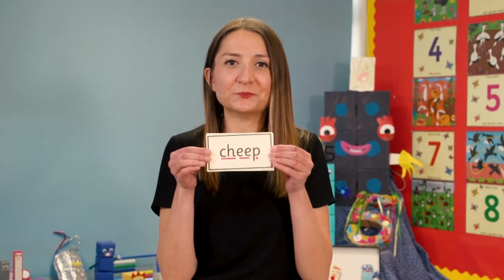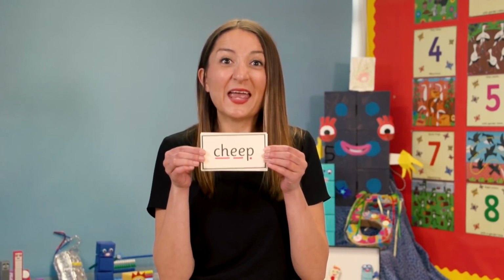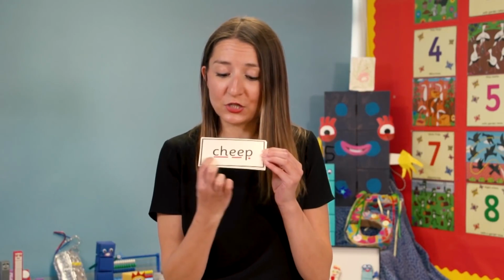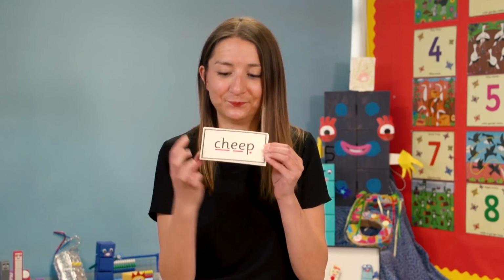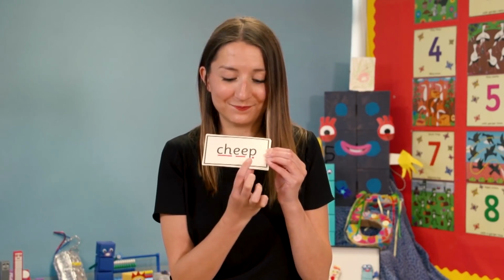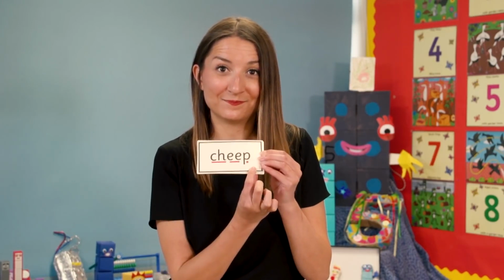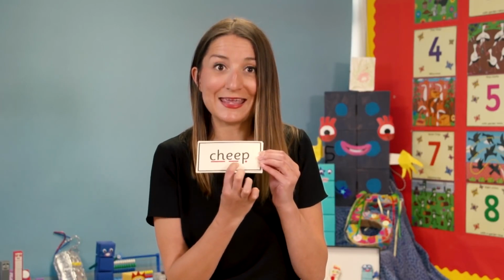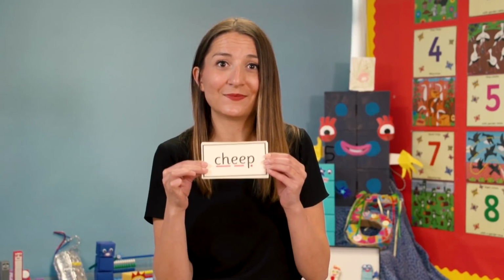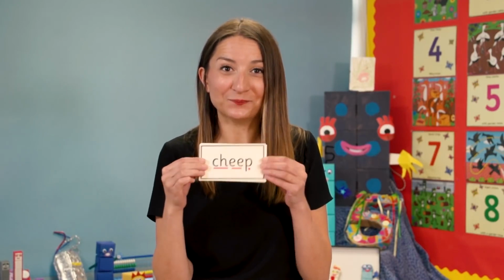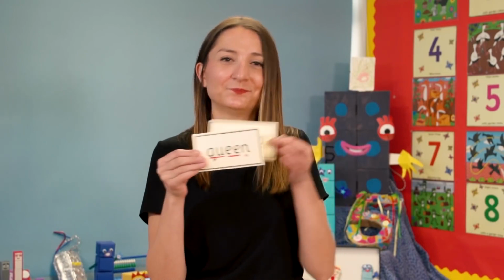Let's read some words with graphemes we already know. Can you spot the digraphs in this word? Yes, the digraphs are ch and ee. Sound out and blend. Ch, ee, p. Cheap. The chick went cheap.